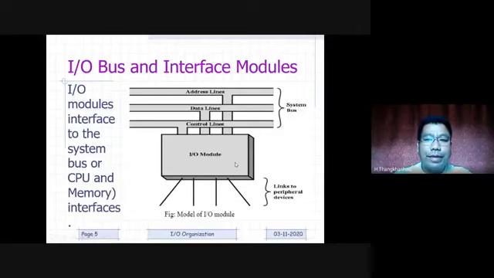These three buses are known as the system bus. IO module will be there, okay? IO modules link to peripheral devices. IO module links to the peripheral devices. So one of the most common IO modules nowadays is USB.